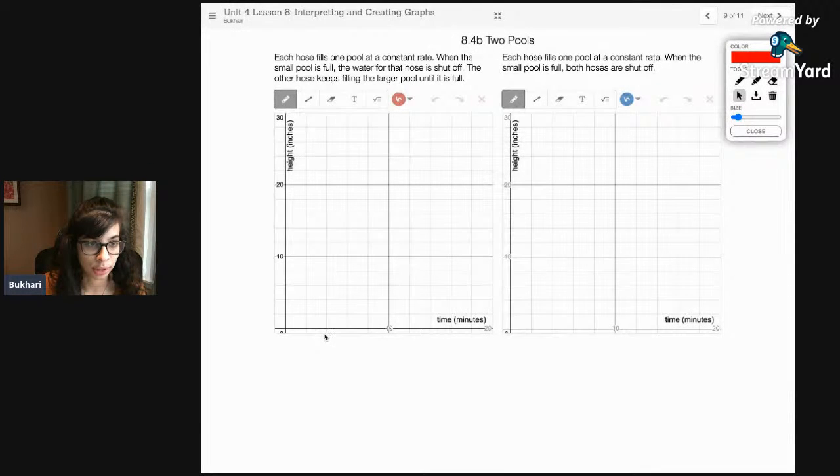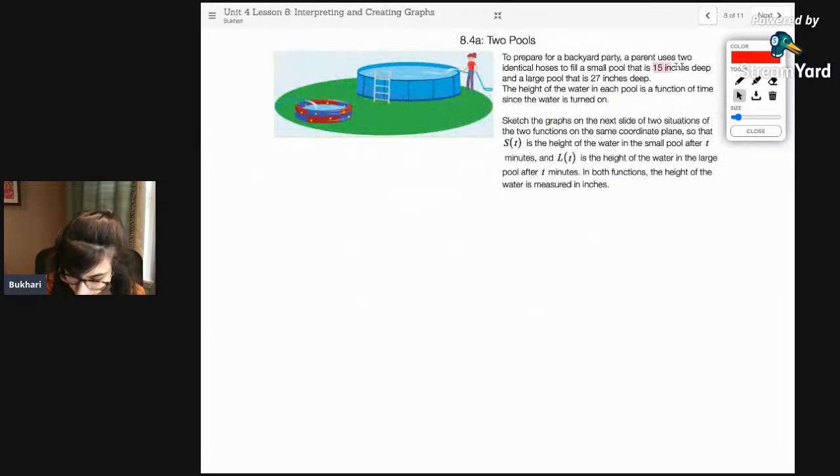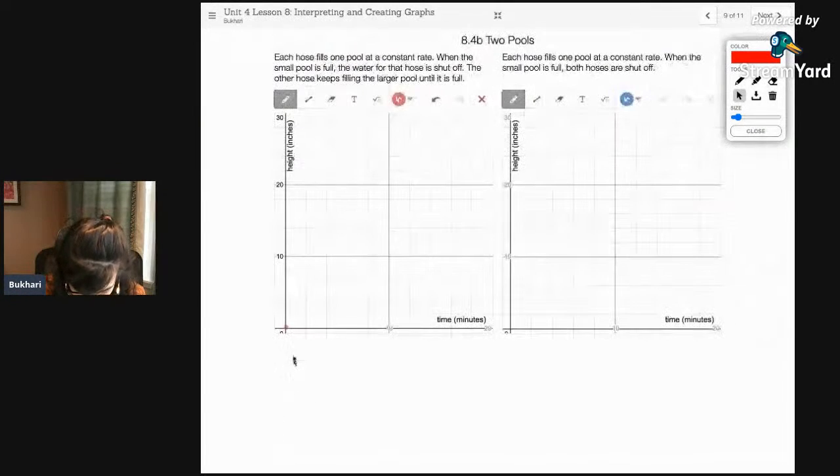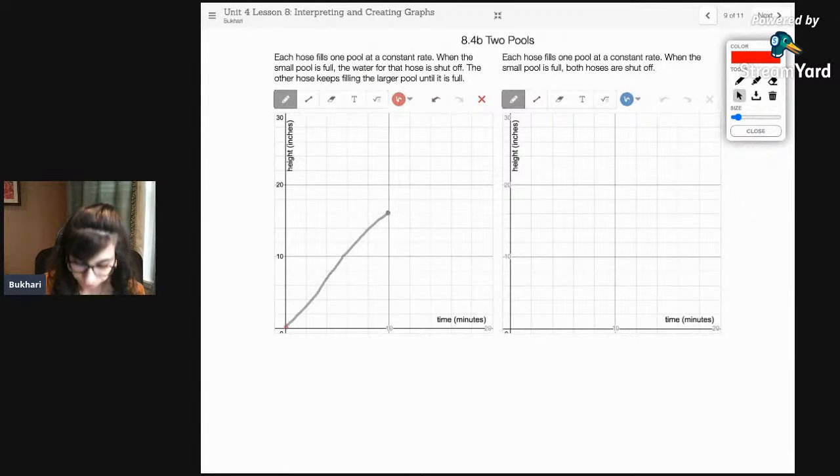So let's start off with my small pool being filled up at a constant rate. I know that the pool is full when it gets to 15 inches deep. So I'm increasing at a constant rate until I have 15. Once I hit 15, then I know that the hose is shut off, so it will not exceed that 15 feet. Same thing in this situation. If I have a large pool, right? This is my small pool, this is my S of t.